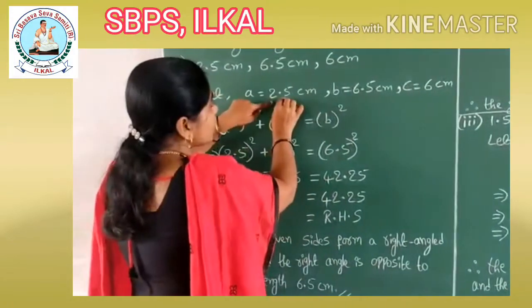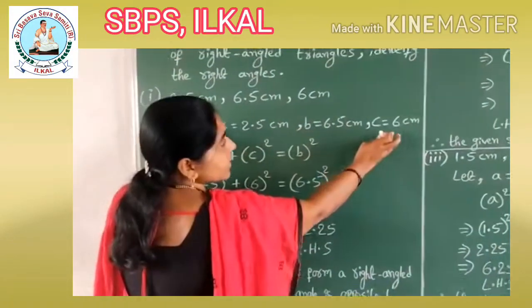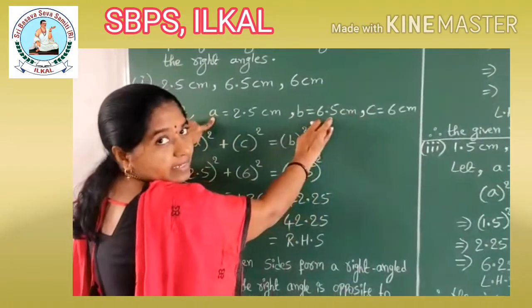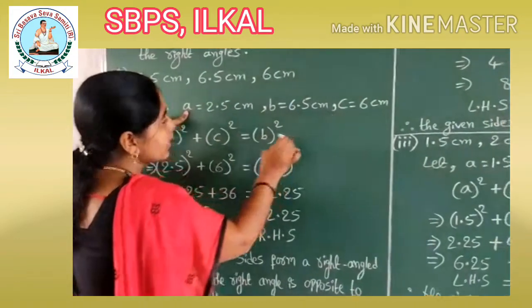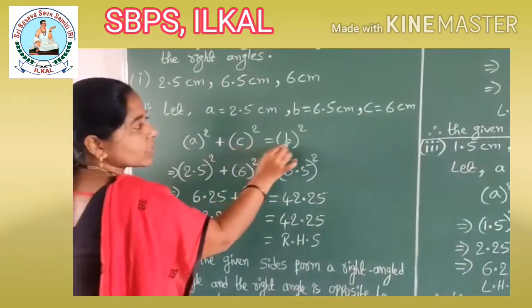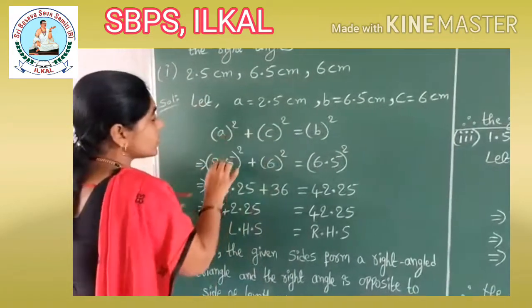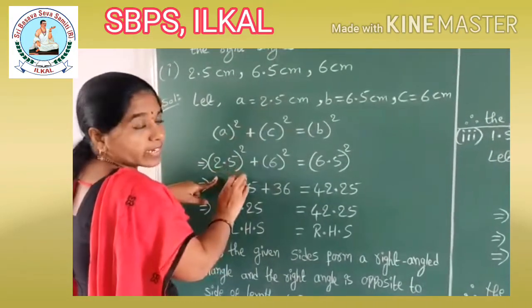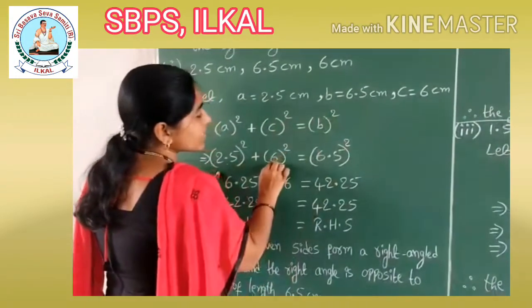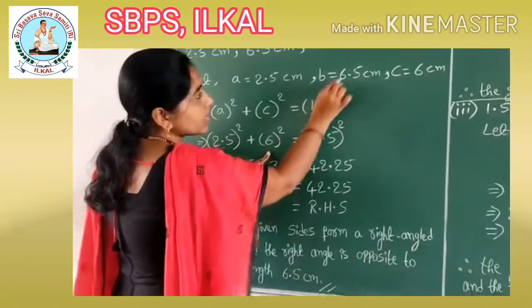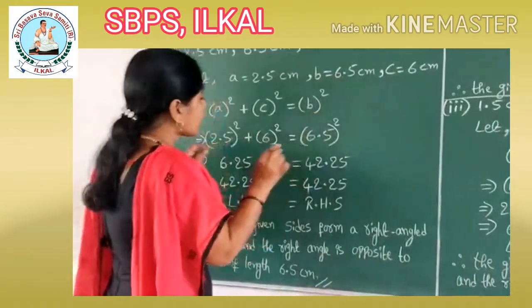Here 2.5, A is small, C is also a small number. This is the bigger number. It is greater than the given two numbers. Then A square plus C square is equal to B square. A is 2.5, then C is equal to 6. 6 square, which is equal to B, that is 6.5 square.